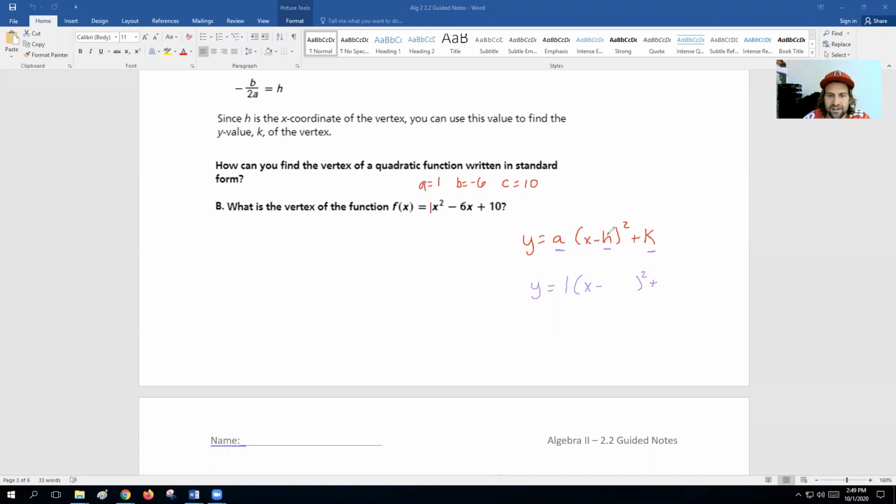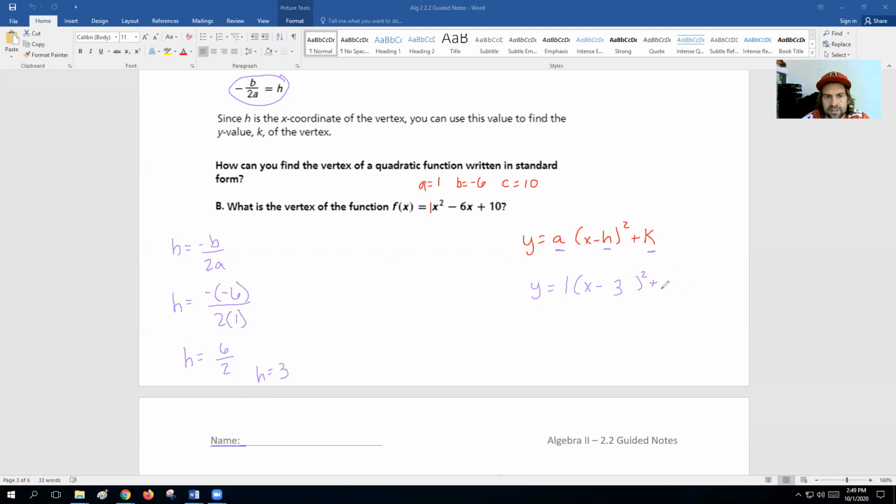Okay, next let's find the h. Up here we have our formula: h is equal to negative b over 2a. So h is going to equal negative, b is negative 6, over 2a, and a is 1. So really, h is going to equal positive 6 over 2, so h would equal 3.